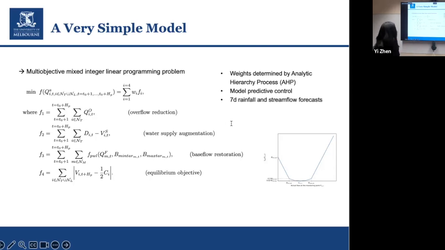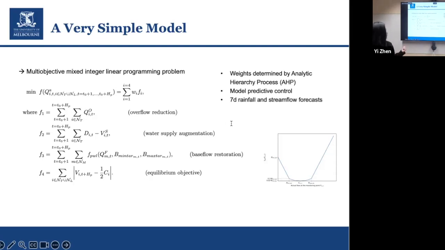And in this model, we have 4 objectives. The first objective is flood reduction, which is formulated as minimizing the overflow from the tanks. The second objective, water supply augmentation, is formulated as minimizing the water deficits for household supply. And the third objective measures the effectiveness of baseflow restoration using a piecewise linear function, which basically measures the scale deviation of the streamflow from the target flow interval.